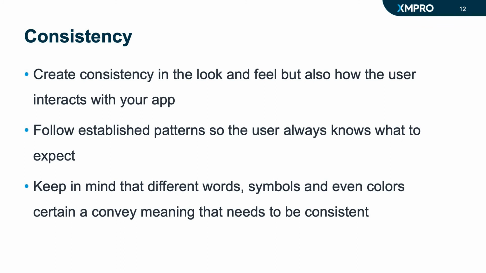The last principle we'll cover in this lesson is consistency. You want to create consistency in the look and feel of your app, but also in how the user interacts with it. Elements should mean the same thing every time the user sees them in your interface. It's important to keep in mind that different words, symbols, and even colors have meanings that people associate with them, and it's important to use them consistently across your interface.